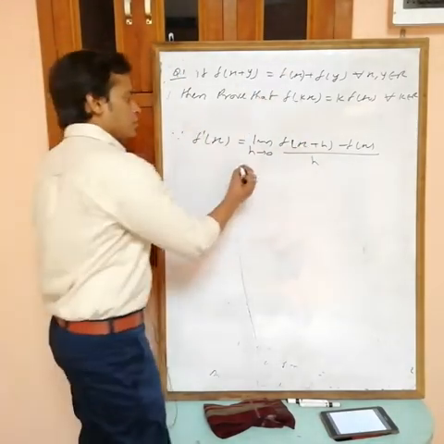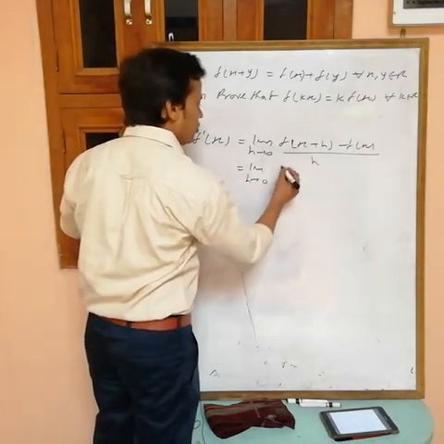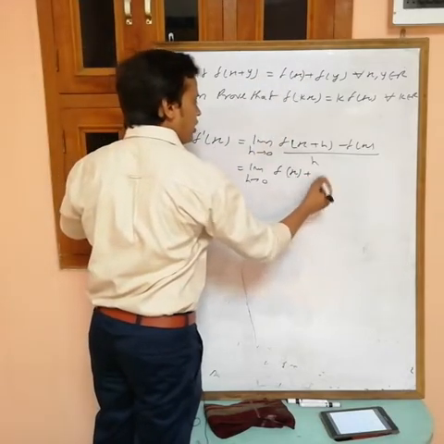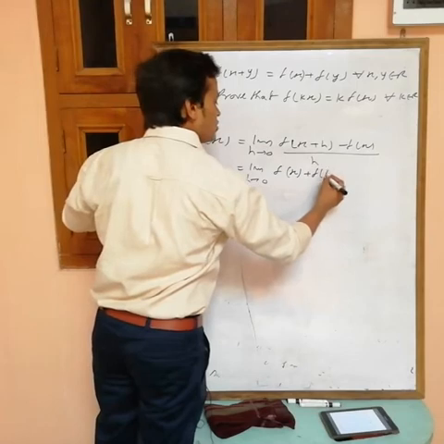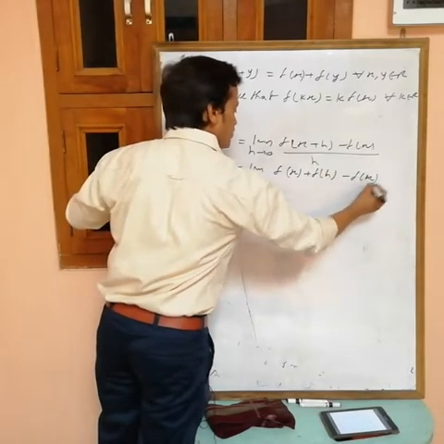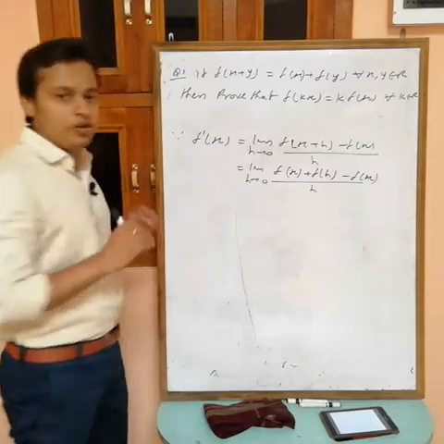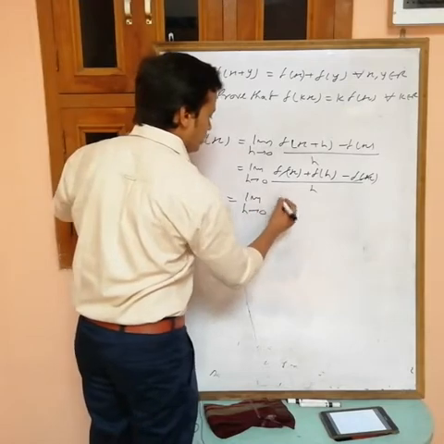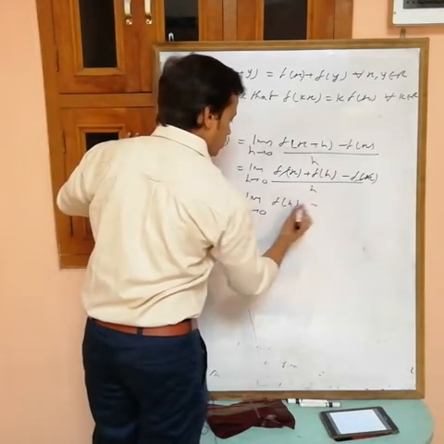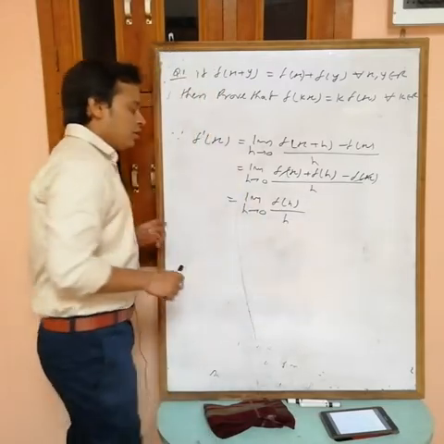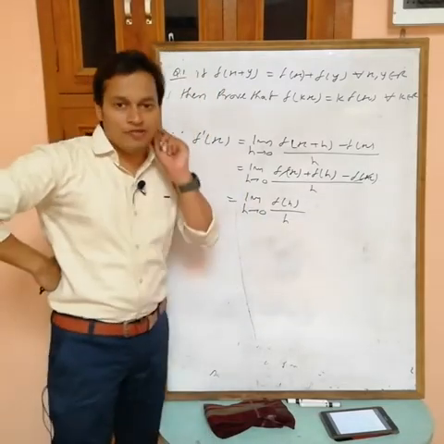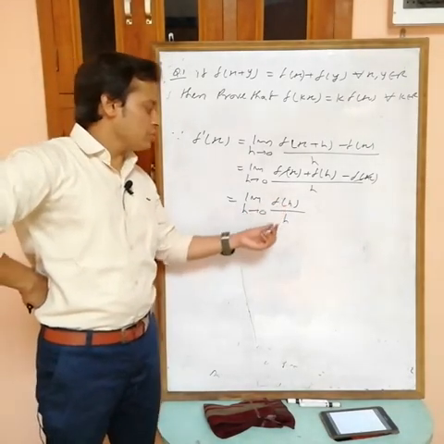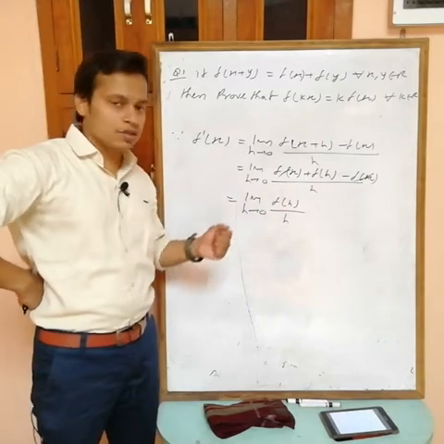So limit h tending to 0, f(x plus h) can be written by using this one as f(x) plus f(h), since at the place of y we have h. So f(x) plus f(h) minus f(x), by h. Now f(x) cancels out. What we are getting is limit h tending to 0, f(h) by h. Now f(h) by h, can you find the value of this one? If you put h equals to 0, we are getting f(0) by 0. If this is non-zero, then non-zero by 0 is infinity.